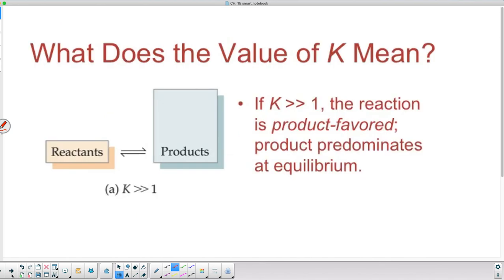All right, we're going to get into what the value or the magnitude of K means, but that's 15.3. So that's it for 15.1 and 15.2.